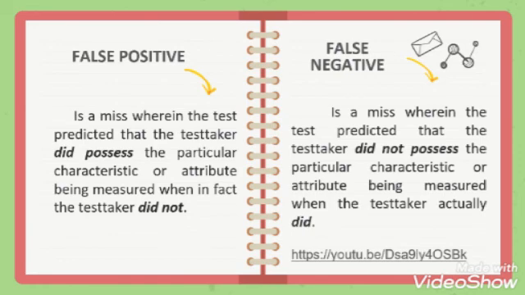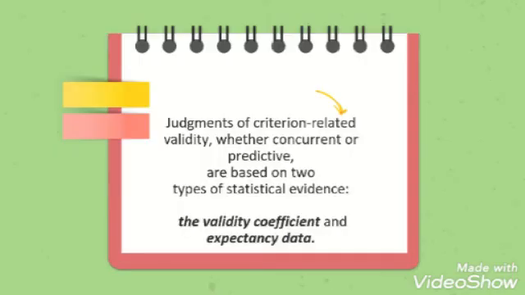Next is the false positive and the false negative. When we say false positive, this is where the test predicted that the test taker did possess the particular characteristic or attribute being measured, when in fact the test taker did not. Again, the test predicted that the test taker did possess it, but in fact the test taker did not. Next, a false negative is a miss wherein the test predicted that the test taker did not possess the particular characteristic or attribute being measured, when in fact the test taker actually did. They are quite opposite.